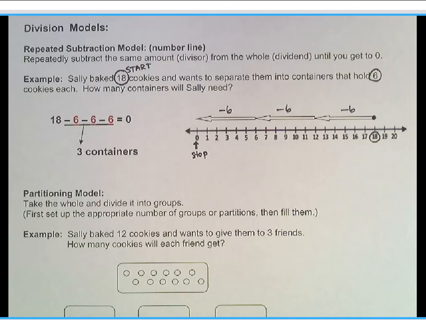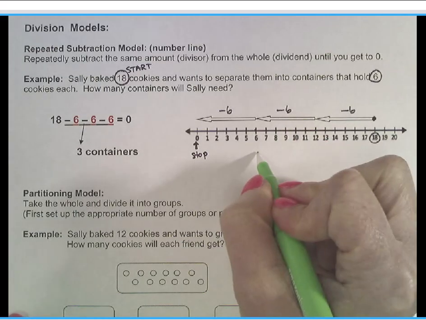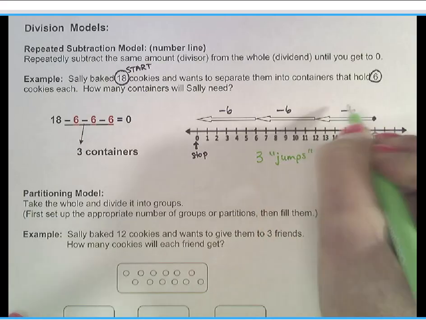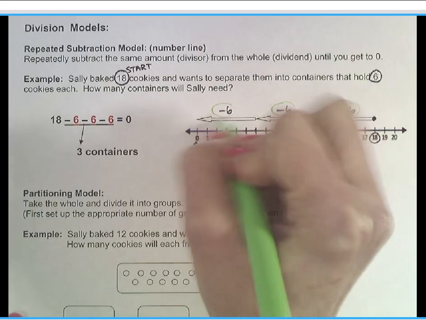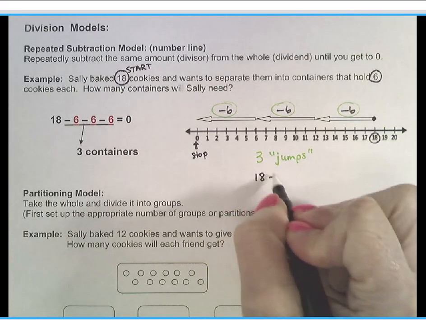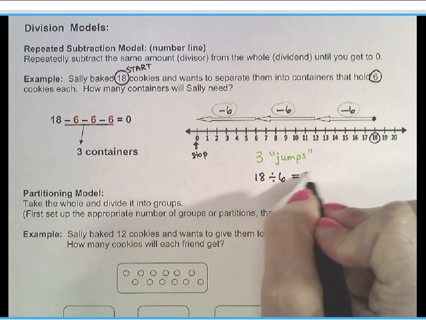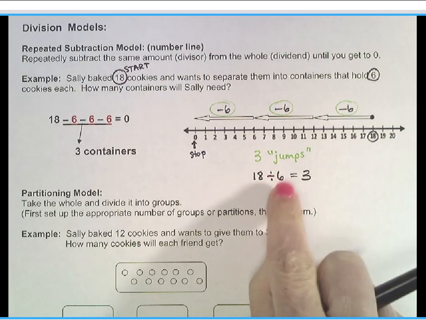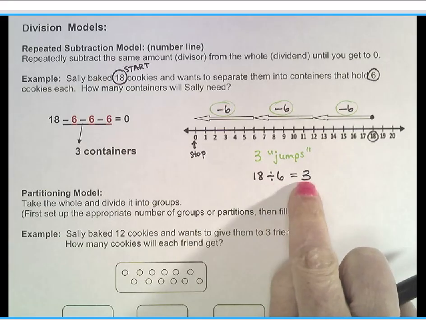And then you go back and you look at how many times you actually subtracted 6. And you'll see that it's 3, I'm going to call them jumps. We took 1, 2, 3. It took 3 subtractions to get us all the way down to 0. So that means that 18 divided by 6 is equal to 3. So 18 is where you start, 6 is what you subtract, 3 is the answer.